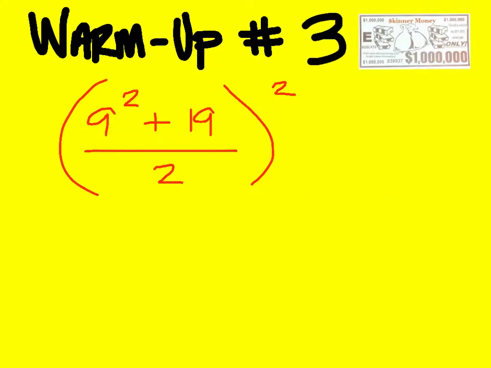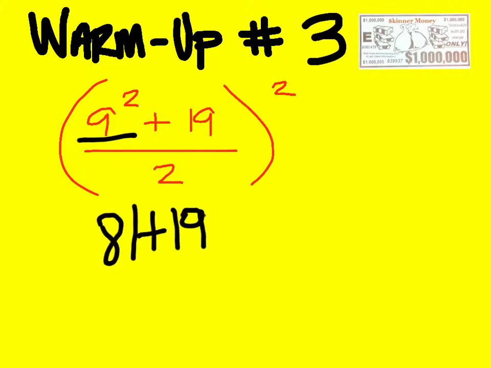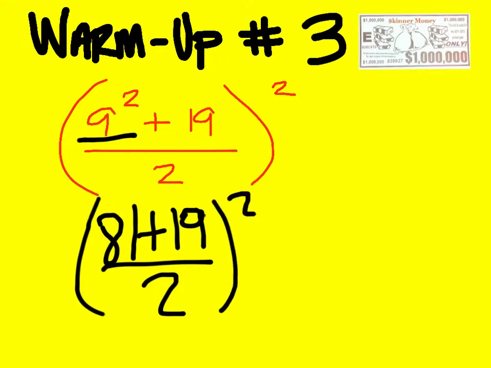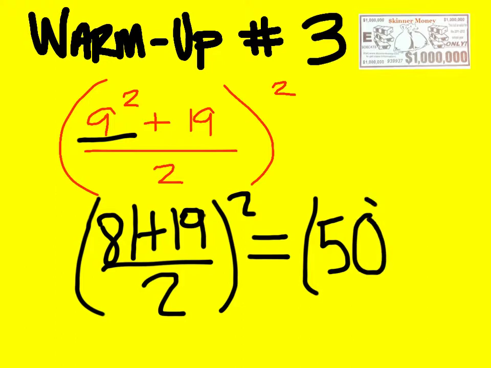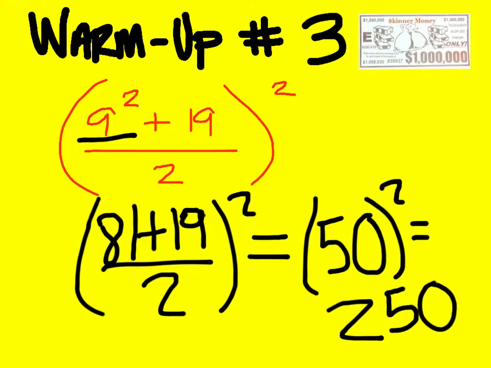We're on problem number 3. Okay, for this one you want to do 9 squared first, so 81 plus 19 over 2. 81 and 19 is 100. 100 divided by 2 is 50, and 50 squared is 2,500.